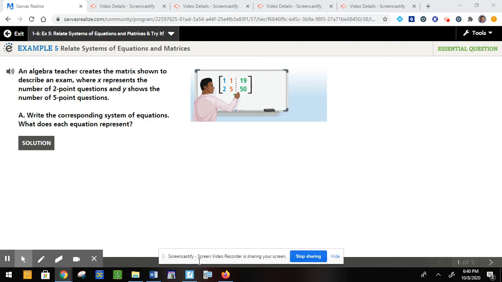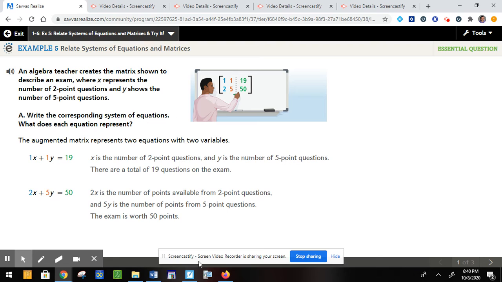All right, so here's a situation where we're adding some context into this. He's got a matrix, 1, 1, 2, 5, and then 19, 50. So write the corresponding system of equations. What does each equation represent? X represents, in this context, the number of 2-point questions, and Y represents the number of 5-point questions.